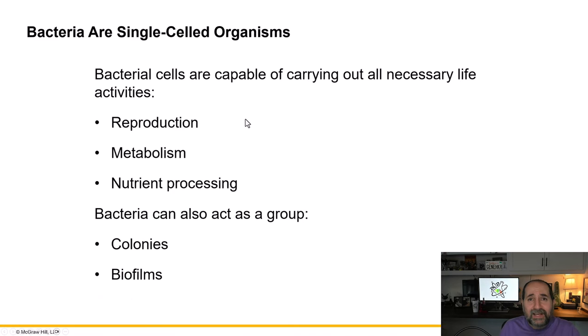And of course, bacteria are alive. Bacteria comprise one of the three domains of life. They are single-cell organisms fully capable of reproduction, metabolism, nutrient processing, and more. All of the characteristics of life. Bacteria can even act as a group. Sometimes bacteria can form colonies. They can form biofilms, which are communities, and we'll talk about these biofilms in a little bit.